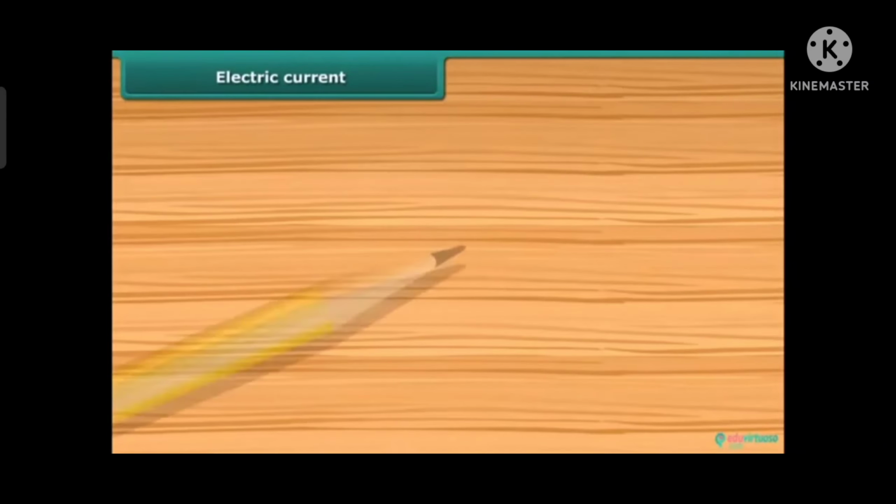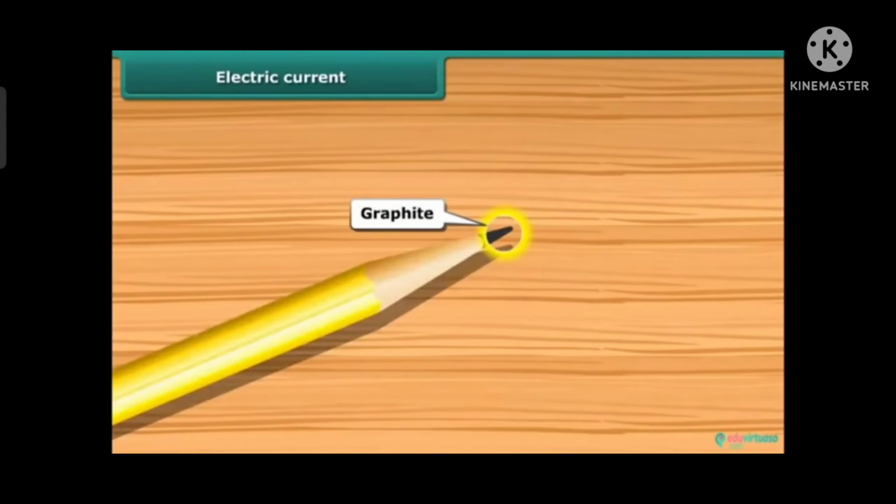Pencil lead is made of graphite. It is a form of carbon. It is a non-metal, but it is a conductor of electricity.